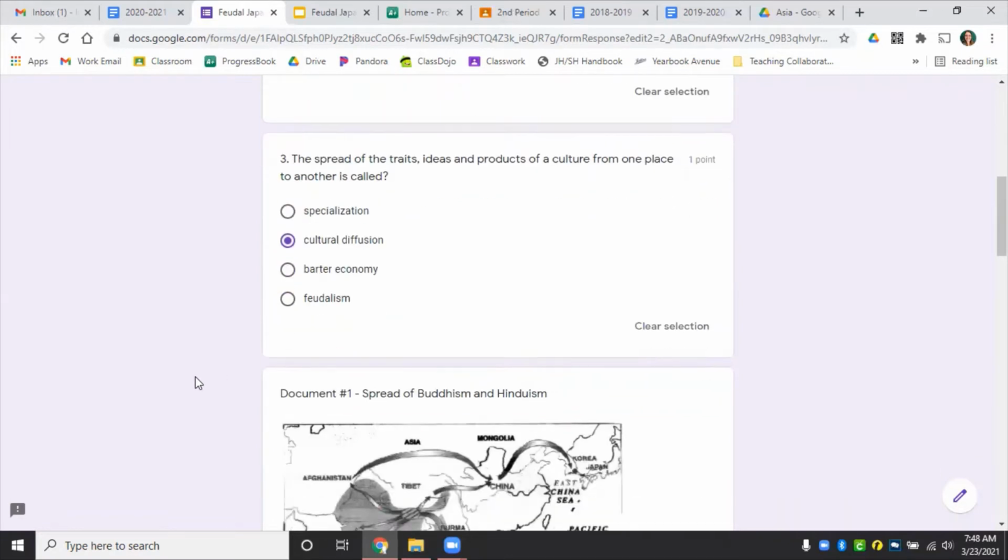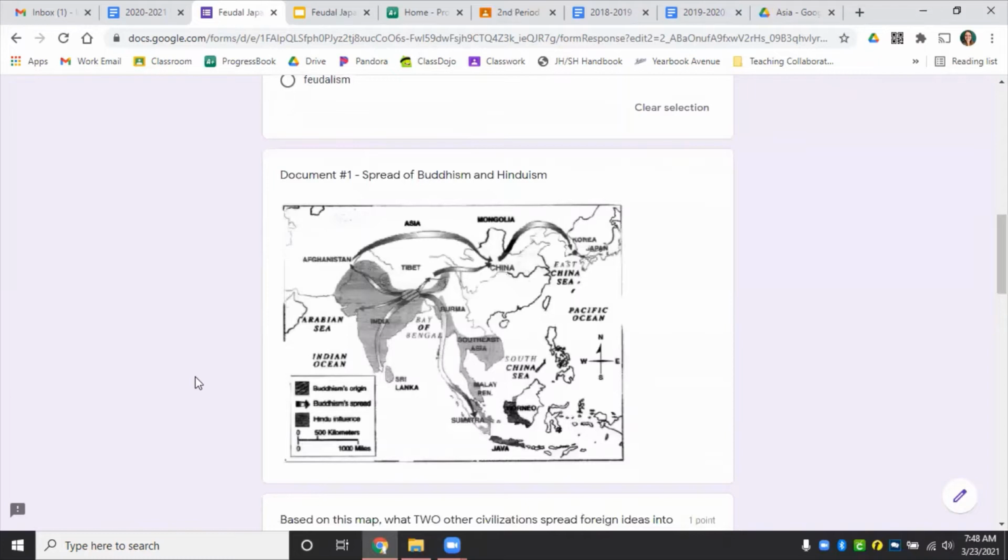All right, we're going to take a look at document 1 below, which is a map showing the spread of Buddhism and Hinduism. All right, so I want to take a look at the map key. If you see here, the area that is shaded with lines through it shows the origin of Buddhism.